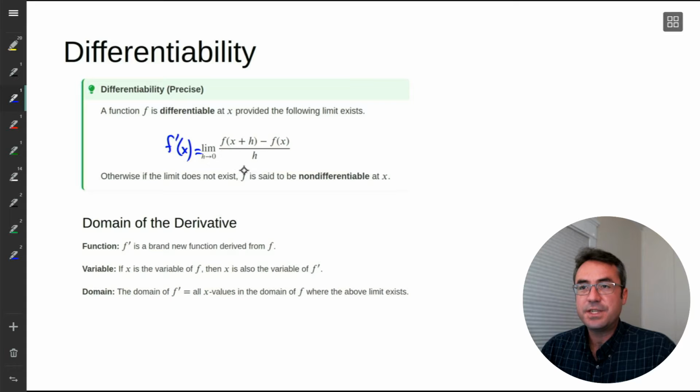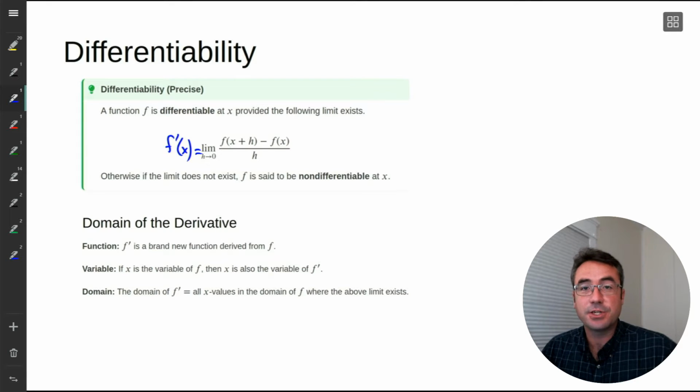So we've seen this limit calculation before. Going forward, it's important to keep in mind that f prime here is just a brand new function. We start with some original function f, and we go through this limit calculation, and what we end up with, in a lot of cases, is a brand new function which we call f prime. So f prime is a brand new function that's derived from our original function f.